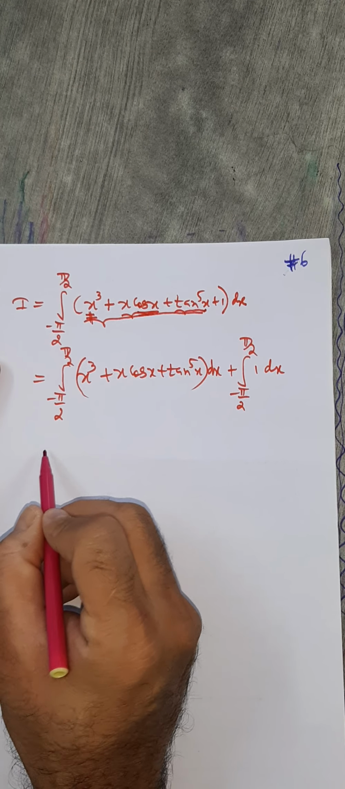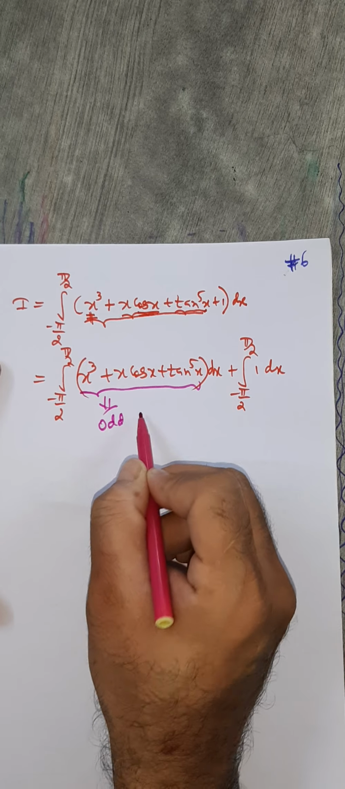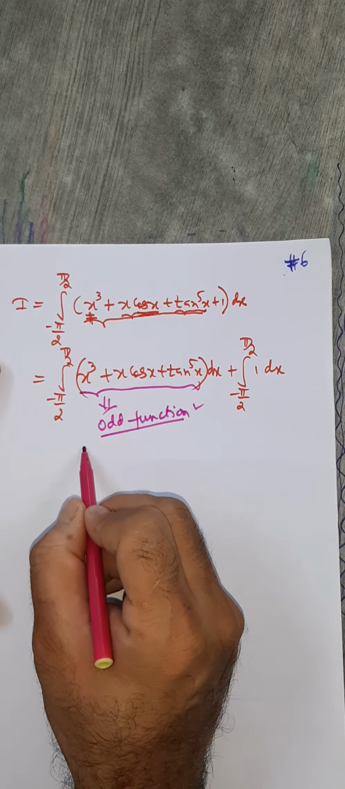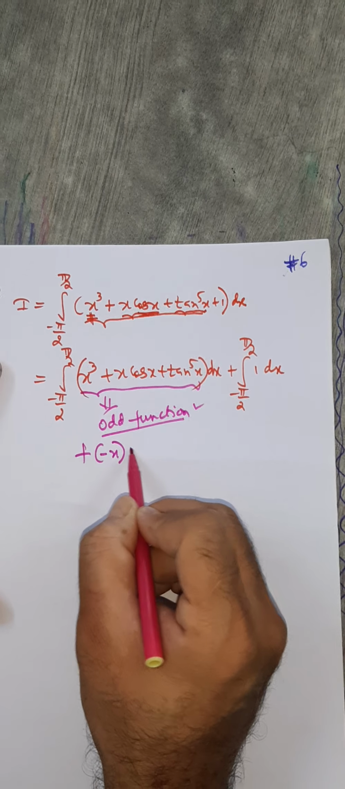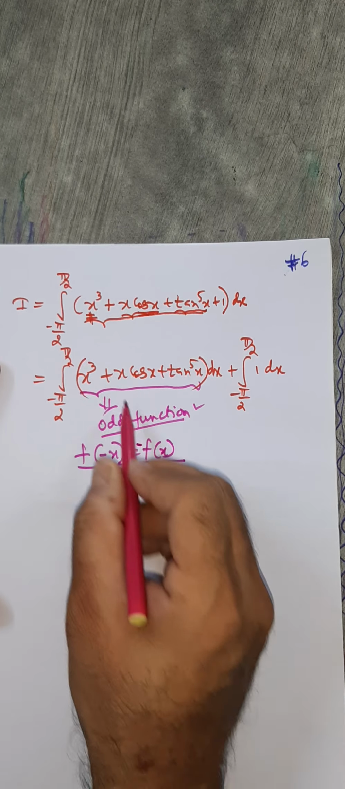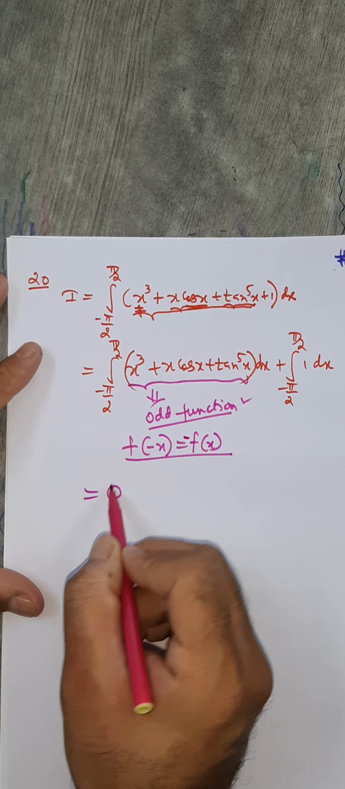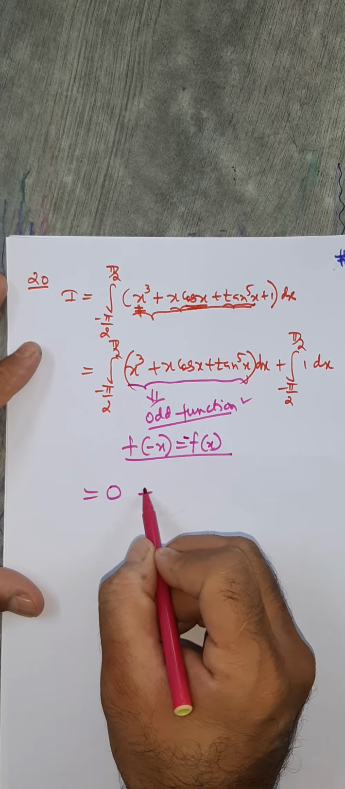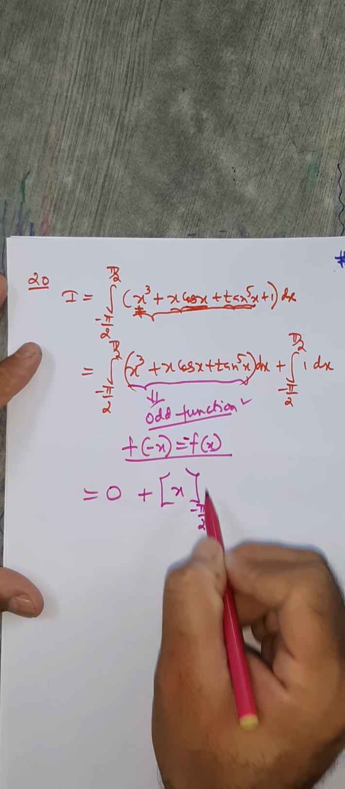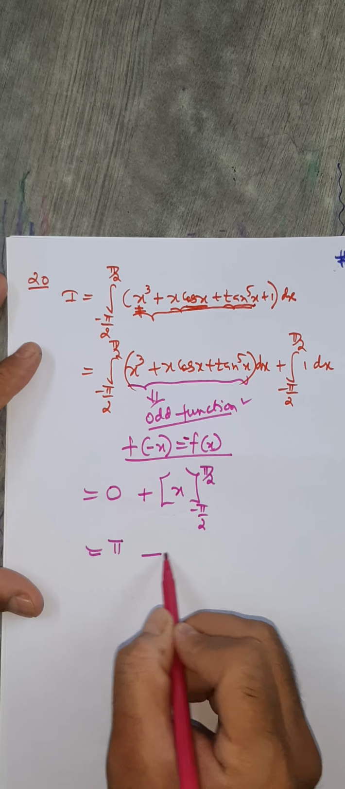So this is an odd function, so the integral will be 0. Why an odd function? You can just verify that if x is replaced by minus x, then a minus will come out and it is minus f x. This will hold true for this. So according to that property, the value of the first integral is 0. The entire integral is 0. Here it is x, and then upper limit minus lower limit. Upper minus lower gives pi. So the correct option is C here.